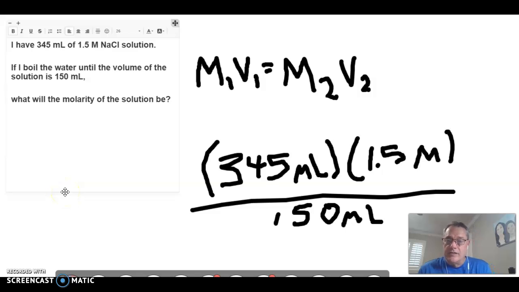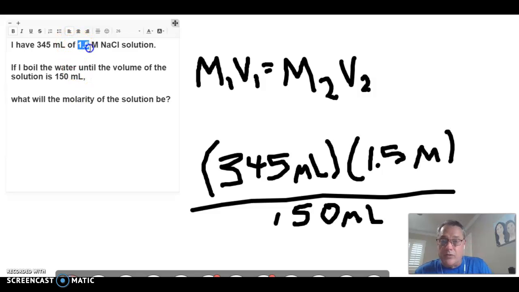Next question. We have 345 milliliters of water, and we boil it. As you know, when we boil water, it's going to evaporate, and so we're going to lose water. If we boil it until it gets down to 150 milliliters, what's our new molarity going to be? What's the strength of our solution going to be?